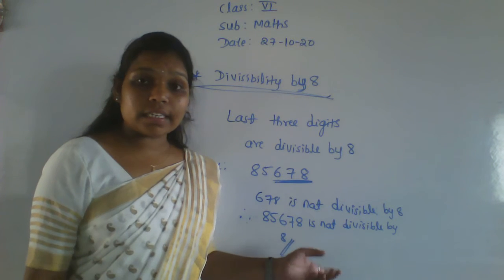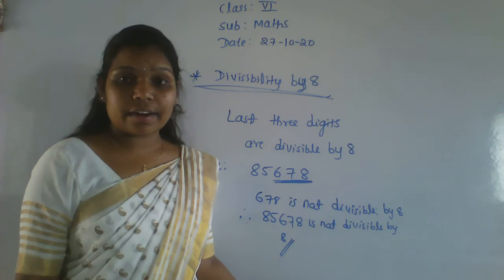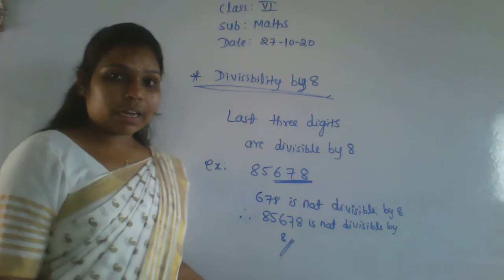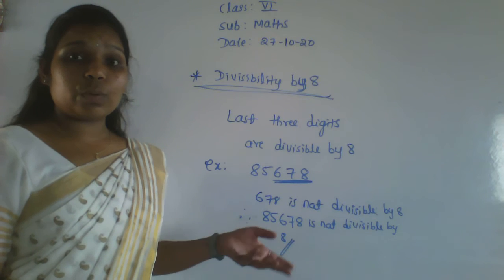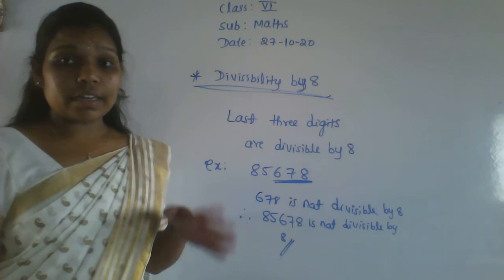85,678 is not divisible by 8. We can say like that. So this number is not divisible by 8. This is the rule of divisibility by 8.